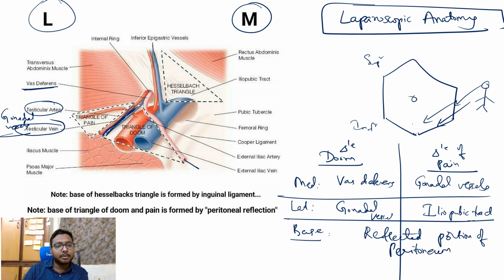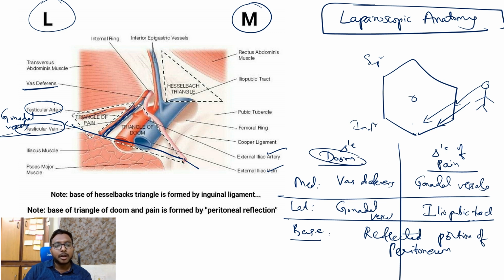So the base is formed by the reflected portion of the parietal peritoneum. That is forming the base of both triangles. This is triangle of doom where you have main vessels like external iliac artery and external iliac vein. If you accidentally injure any of these contents in this triangle, it will lead to catastrophic bleed. That is why the patient may die. That is why it is called triangle of doom.